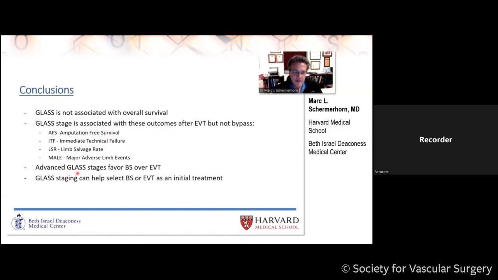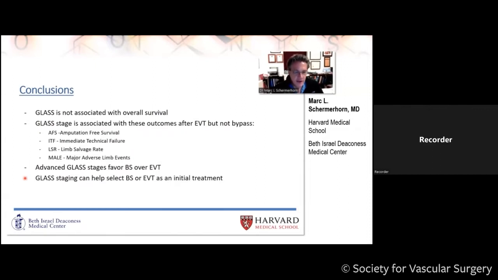And in the more advanced GLASS stages, we do see a significant advantage of bypass surgery over endovascular therapy. Therefore, I would conclude that the current GLASS staging system can help us to select bypass versus endovascular therapy as an initial treatment strategy in our patients with limb threat.